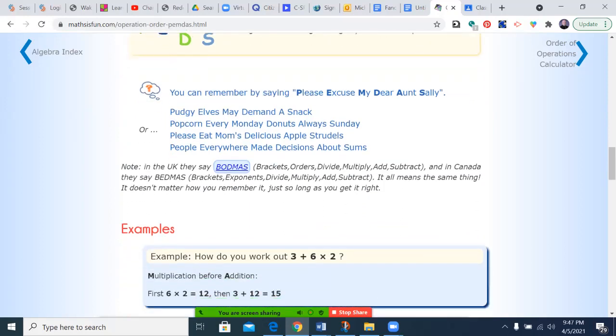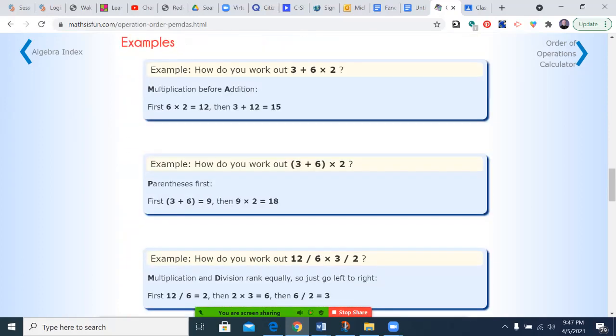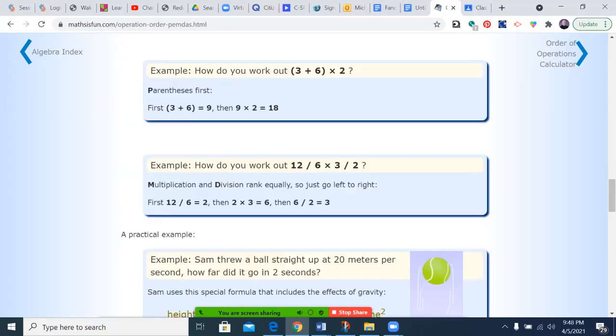You can see our please excuse my dear Aunt Sally. So we have a problem here. 3 plus 6 times 2. We don't have any parentheses or exponents, so we remember that what? Multiplication comes before addition. So 6 times 2 is 12. Then you go 3 plus 12, which is 15. Now this one does have parentheses. So we have to do the 3 plus 6 first, which is 9. Then we take 9 times 2, which is 18.